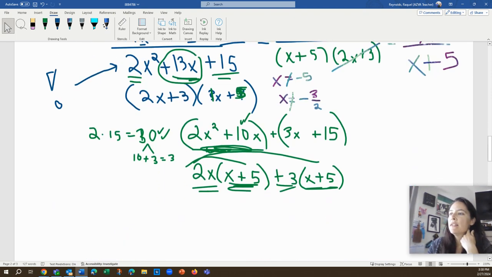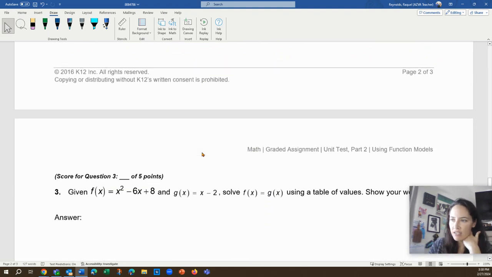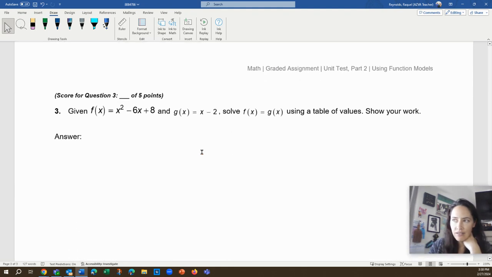Okay. Last but not least, do you see what I see? Now, Mrs. Reynolds would probably prefer to use a graph because it's quick. We can type it in. We can see where they are the same, but that's not what they're asking of you. They're asking you to use a table of values. So that's what we're going to do.